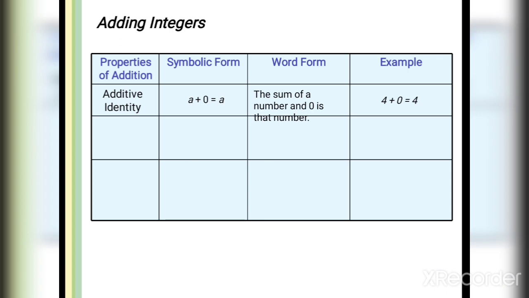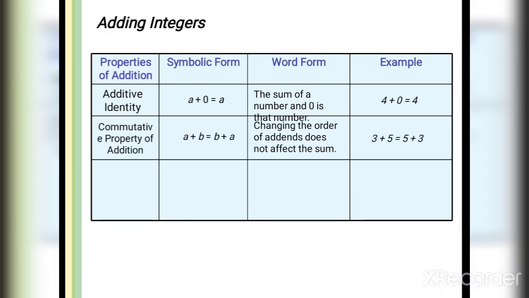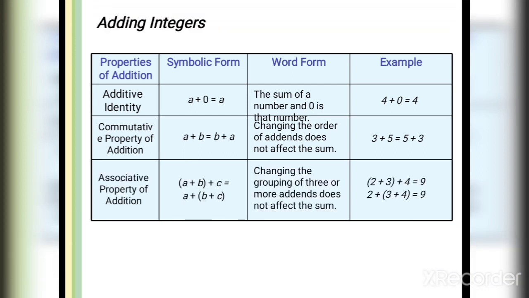So, adding integers in symbolic form. There is the additive identity: when we add a plus 0, it is equal to a. Commutative property: a plus b is equal to b plus a. It means when we change the order, there is no change in the answer.